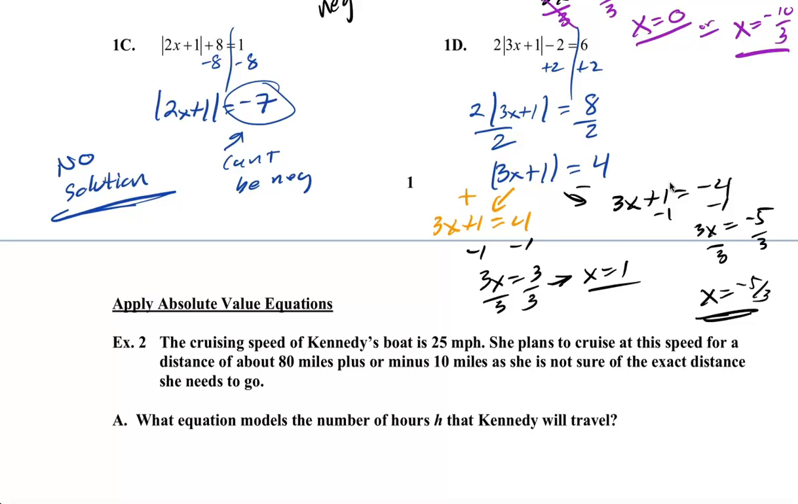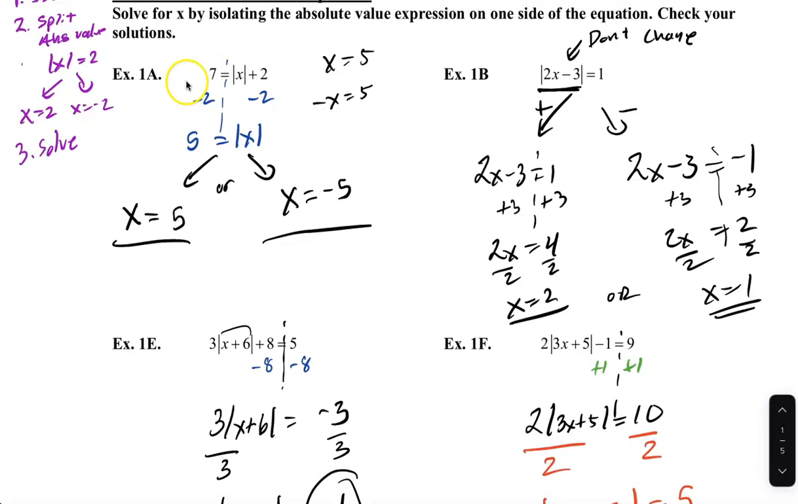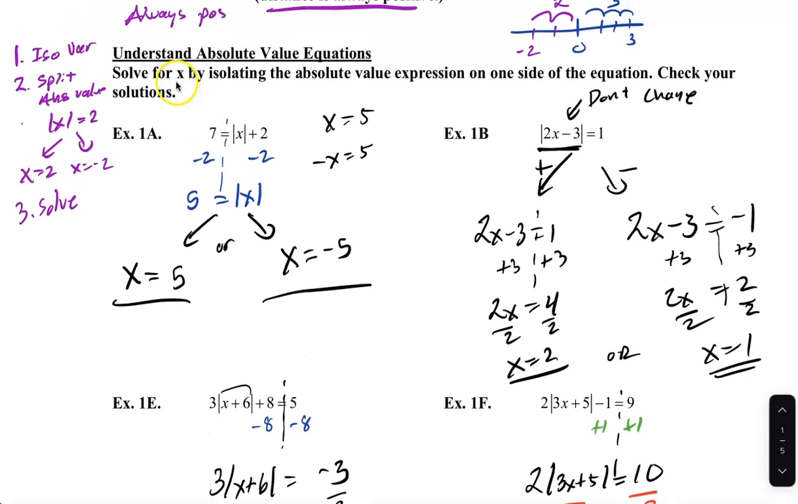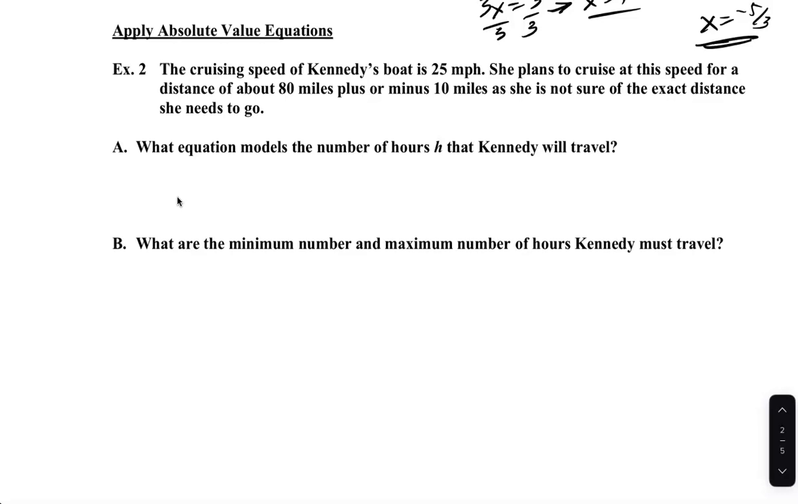So that's the concept, right? The general idea is isolate the absolute value. Once you do that, right, you split and solve. So you split it, you get a positive, and you get a negative. Again, do not change the inside, change the answer. Okay, last little thing here.